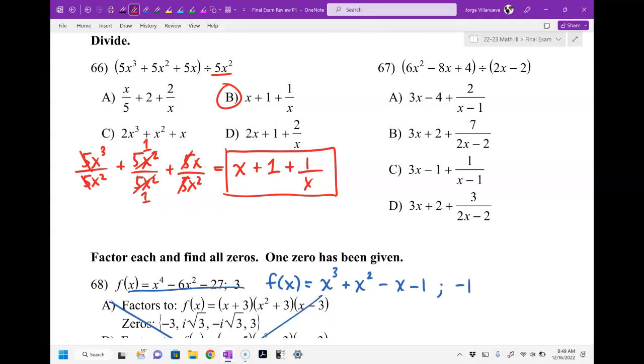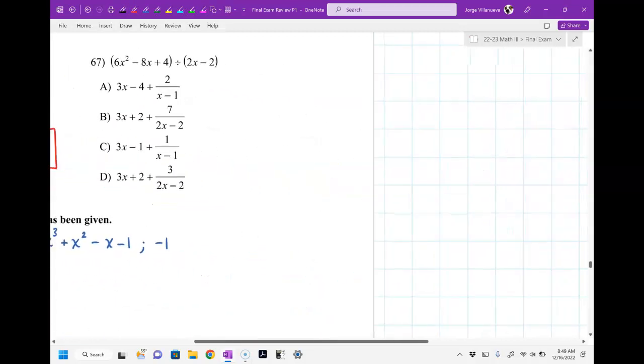Now, 67 was tricky to some people, okay? A couple of you guys got it right. A lot of people were kind of like, oh, I don't see the answer. Something's wrong. And I said, no, the answer's there. And they're like, I don't see it. So let's go over this one. We're going to do long division. You can do it synthetically, but there's like a step ahead. So we're just going to do long division for this.